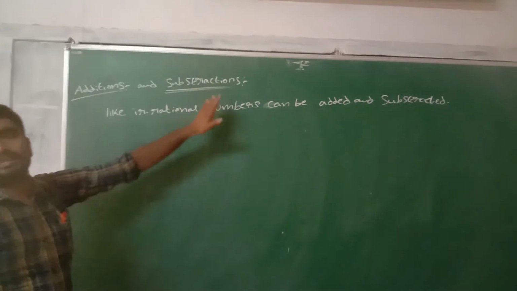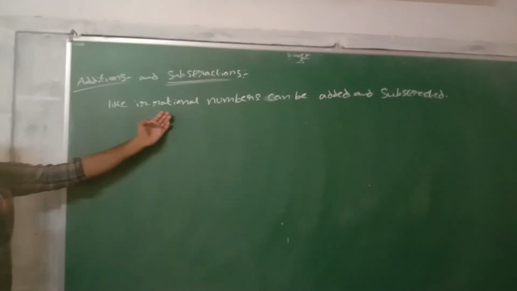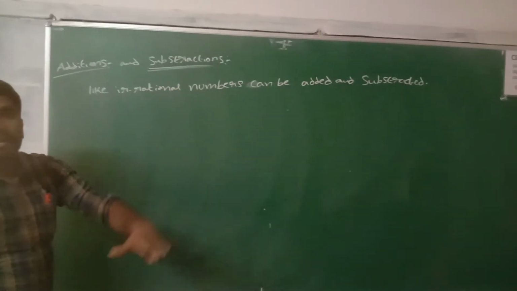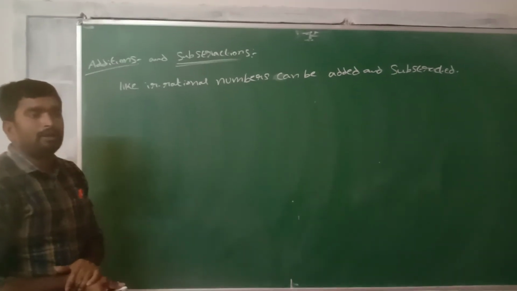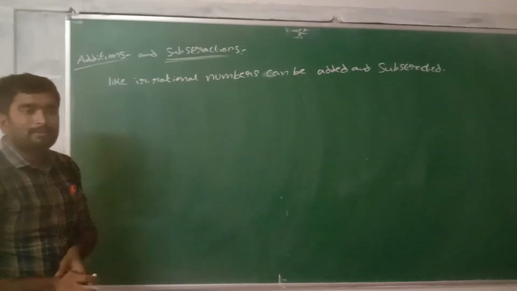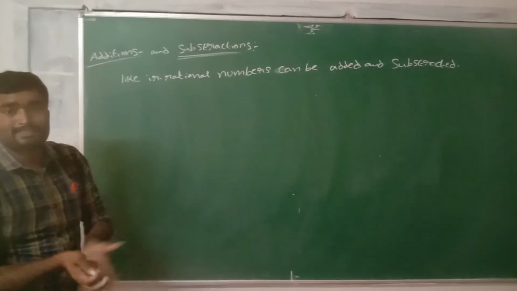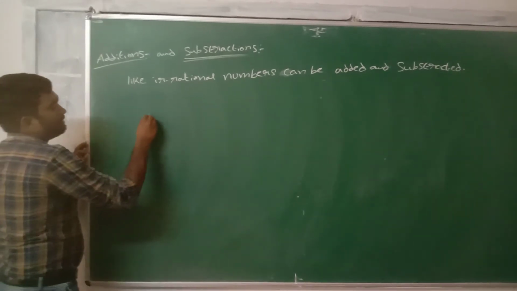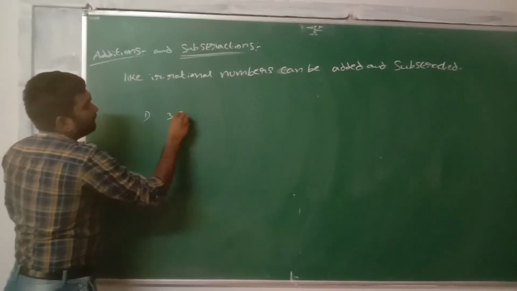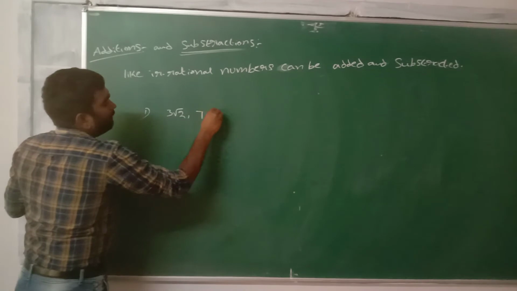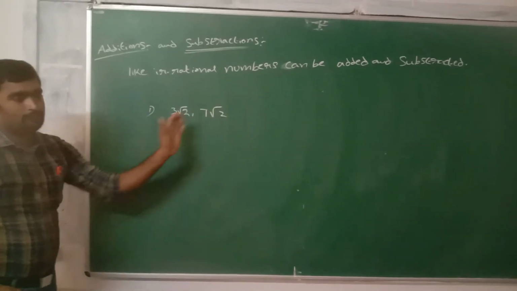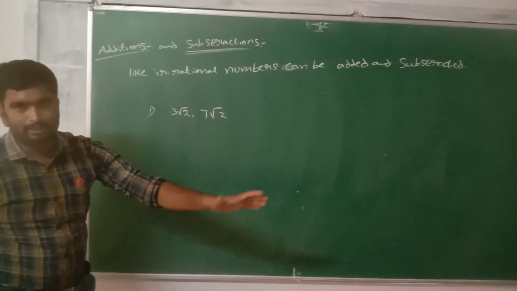Subtractions of irrational numbers. Here, like irrational numbers can be added and subtracted. Unlike irrational numbers cannot be added and subtracted. For example, the first one is 3 root 2 and 7 root 2. Both can be added and subtracted.